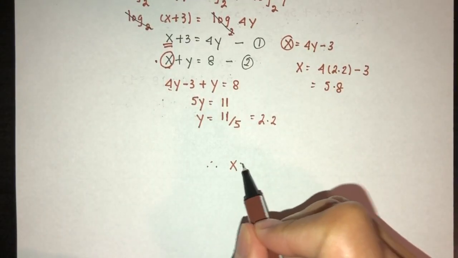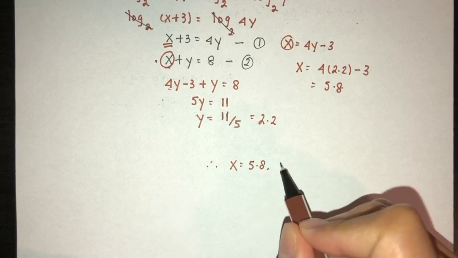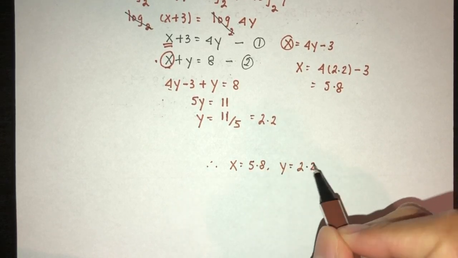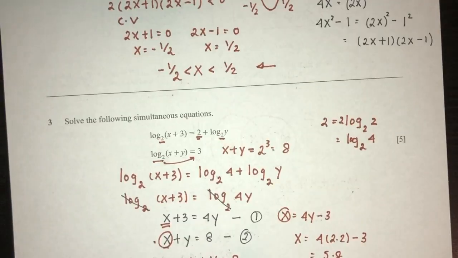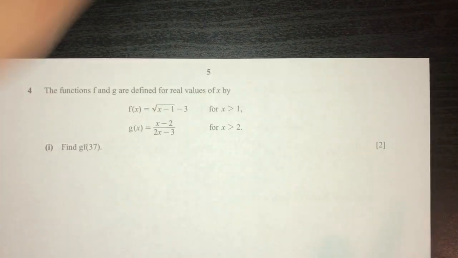Okay, so the value of x and y, let's write this down. X is 5.8 and y is 2.2. Well, of course, these are your values in decimal. You can always leave your values in fractions as well. That will be question number 3. Now, moving on to question number 4.